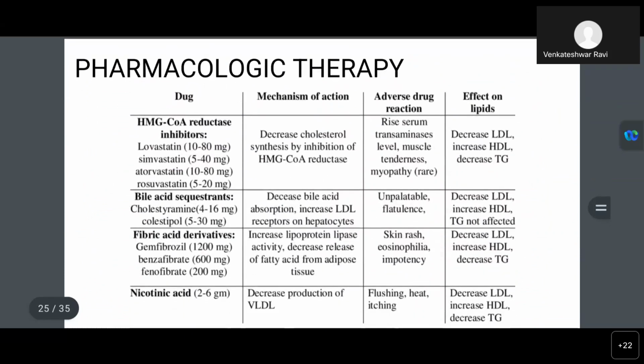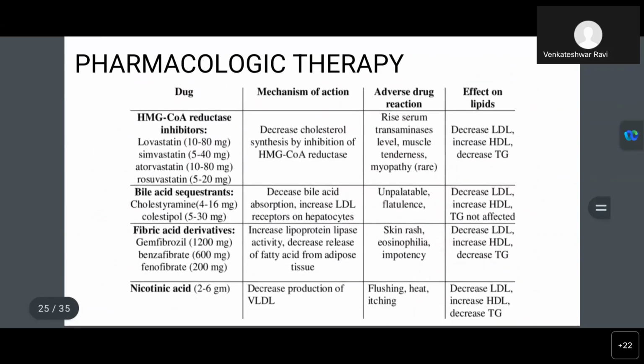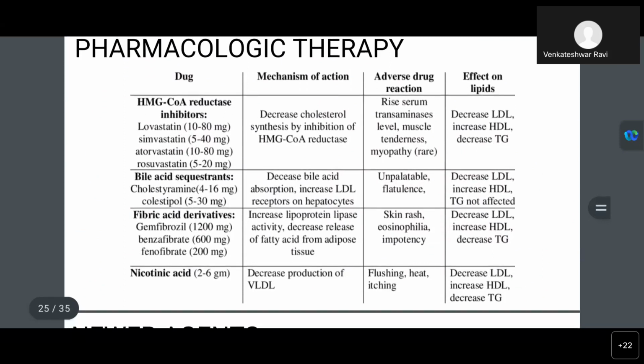Pharmacological therapy. The prime goal of all pharmacological drugs available is lowering LDL cholesterol, increasing HDL, and decreasing triglycerides. The most commonly used are HMG-CoA reductase inhibitors: lovastatin, simvastatin, atorvastatin, rosuvastatin. They act by decreasing cholesterol synthesis through inhibition of HMG-CoA reductase. The adverse effects include a slight rise in serum transaminase levels, but they become normal once we reduce the dose, and muscle tenderness and myopathy are very rare.